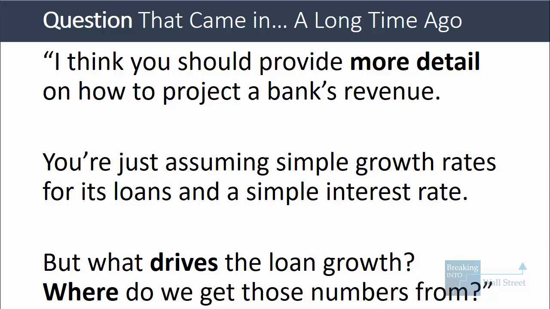So this particular student was commenting on an older version of an operating model, a three-statement model that we had for a commercial bank and how we projected its interest income and its revenue, which for a bank come from its loans and then the interest that it earns on those loans.